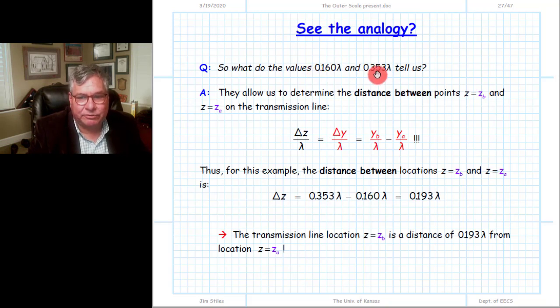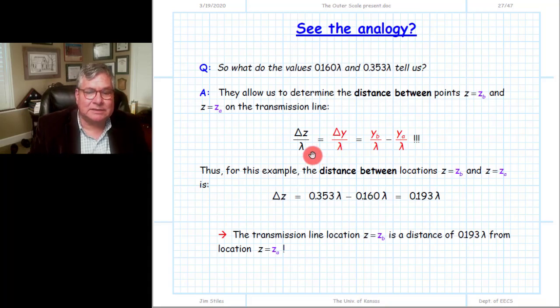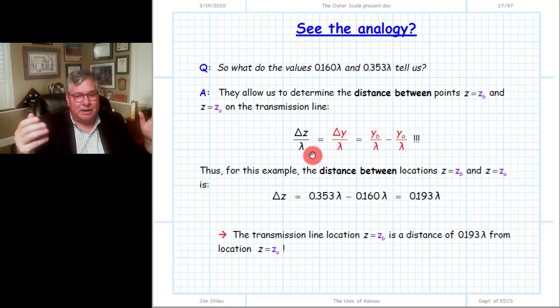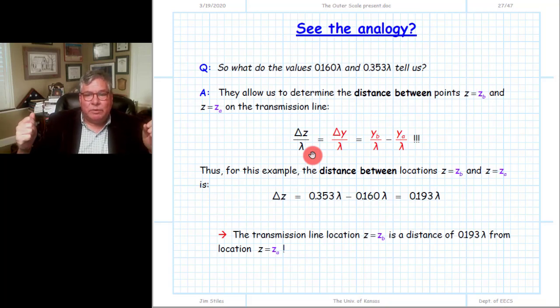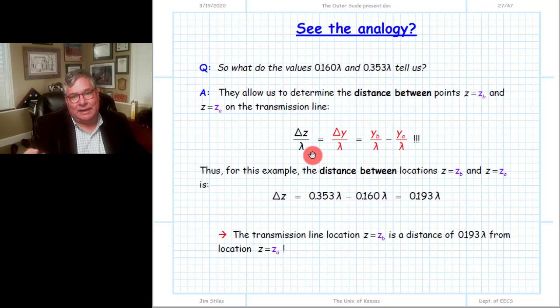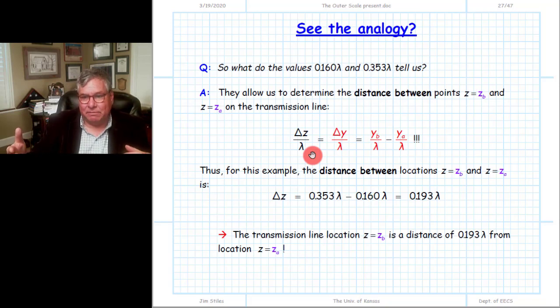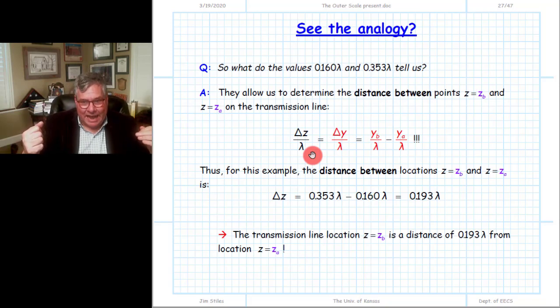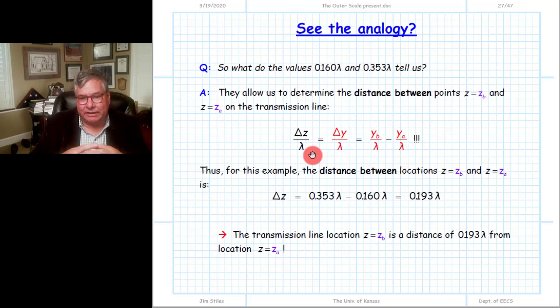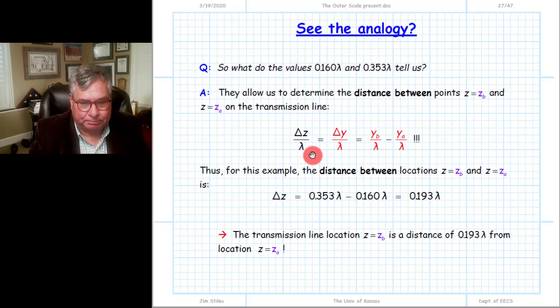Because if we take these two values and take their difference, we get delta y over lambda. But remember, delta y over lambda is the same thing as delta z over lambda. In other words, by taking the difference, we determine the electrical distance between those two points on the transmission line. I can't tell you what the index ZA is at that point, or the index ZB at that different point, but from the Smith chart we can determine the distance between those two points. What is the distance in terms of electrical length, delta z over lambda?